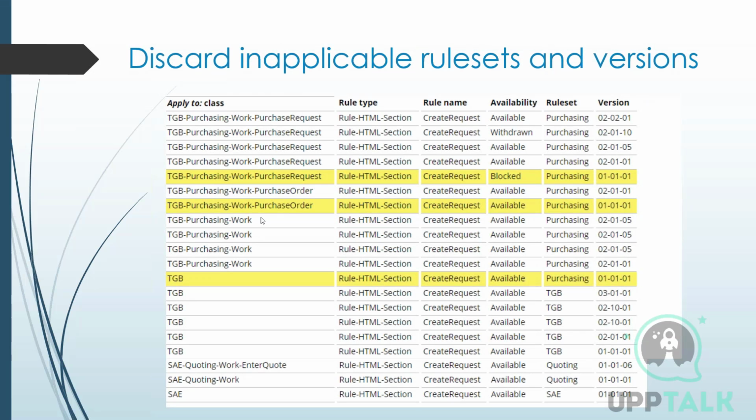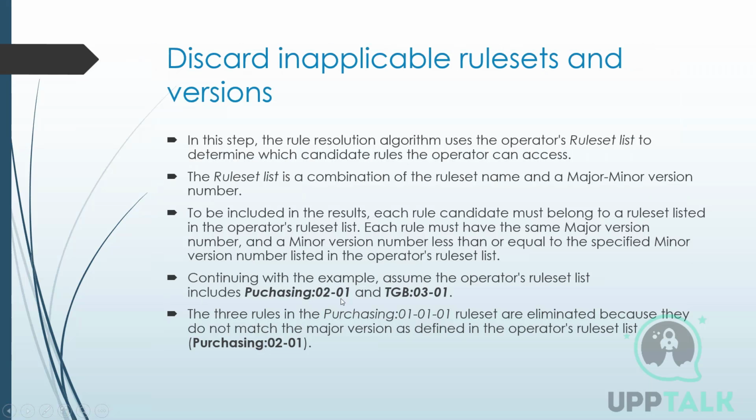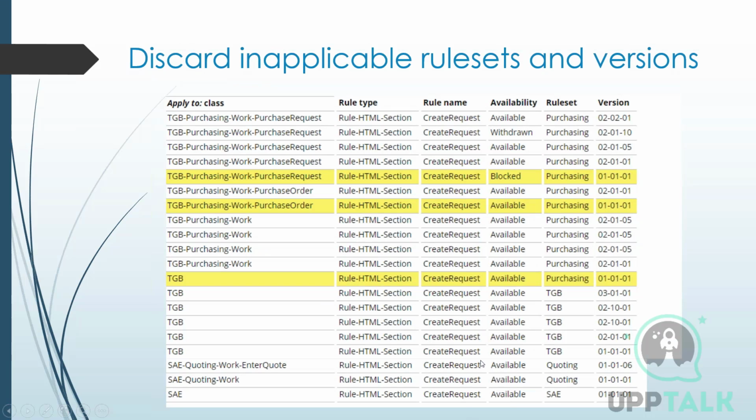I see different rule sets available here. Purchasing with different versions are there. TGB with different versions are there. Quoting and SCP are there. Even though the rule set is same, the major version is different. So the major version we are going to consider as O2, because for purchasing, I need to look for O2. Anything other than this major version will be discarded. So all the ones with O1 are discarded.